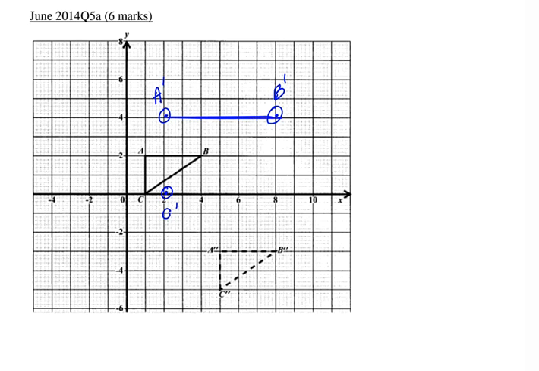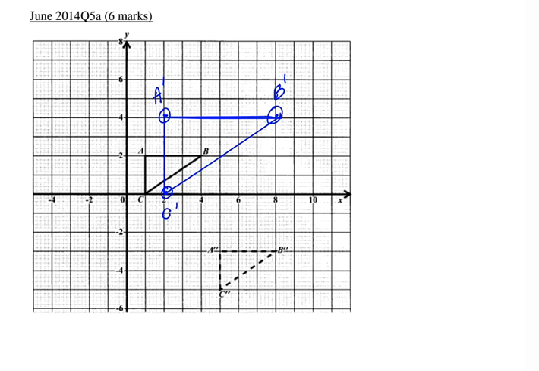All right. So ABC is the object, and A prime, B prime, C prime is the image of ABC under an enlargement, center the origin, and scale factor 2. So that is part I of the question.